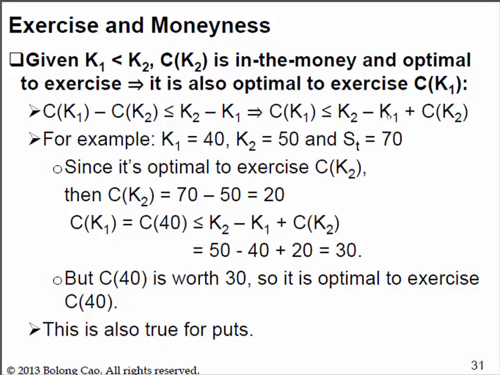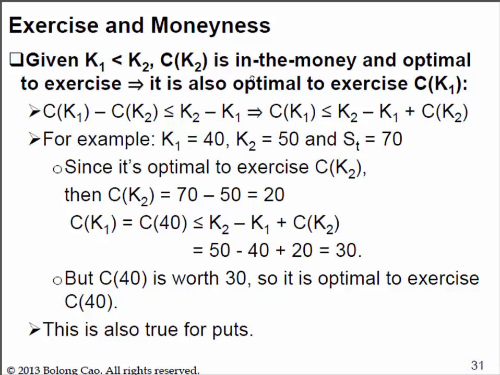What do we have here? We have K1 less than K2, still two different strike prices. And the high strike call is in the money. Right? The underlying prices went really high. And basically, if high strike call is in the money, then low strike call is also in the money. Also, we assume it is optimal to exercise the high strike call. This means that it is also optimal to exercise the low strike call.